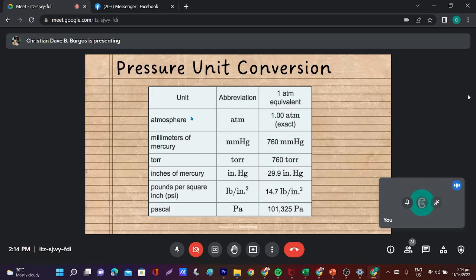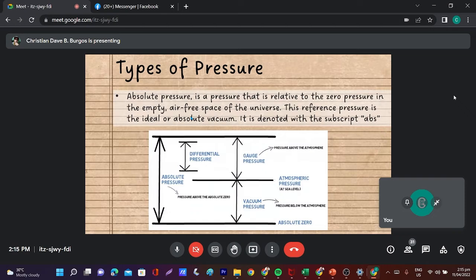Then next is Pascal. The abbreviation is Pa. 1 ATM is equivalent to 101,325 Pascal. Then to add also the unit bar. The abbreviation is bar. Then 1 ATM in bar is equivalent to 1.01325 bar.